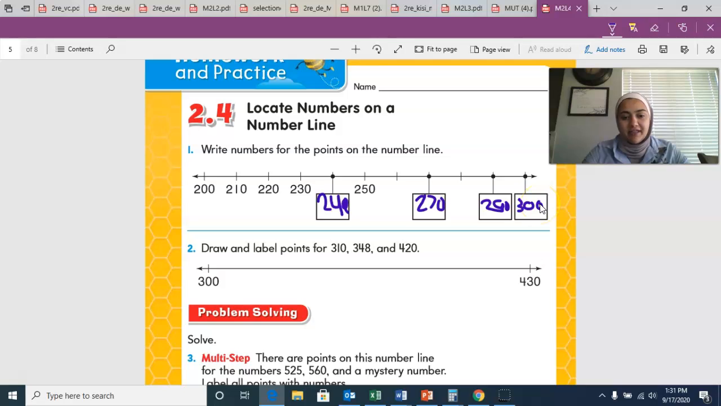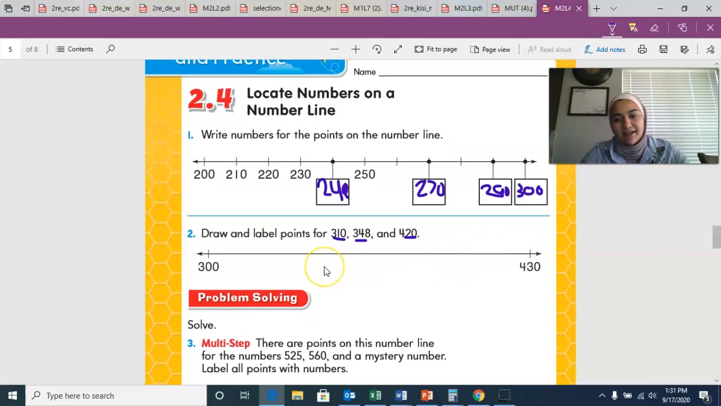Very good. Draw and label points for 310, 348, 420. So we are going to draw and label where we think these numbers will go on this number line. We know that the first number they gave us is 300, and the last number they gave us is 430. So we have to draw the tick marks. I always told you that it's probably the best idea to count up from 10, okay? So we can go ahead and start counting up from 10, or we can just approximately put them in order from least to greatest where you think they're going to go. But I'm going to go ahead and count by 10.